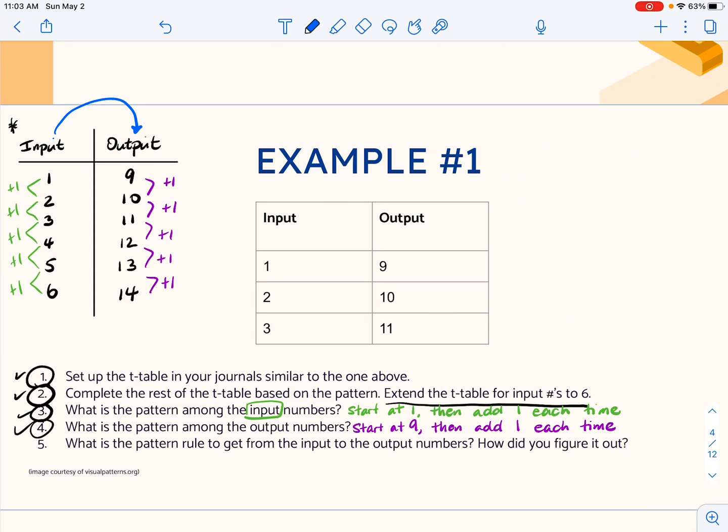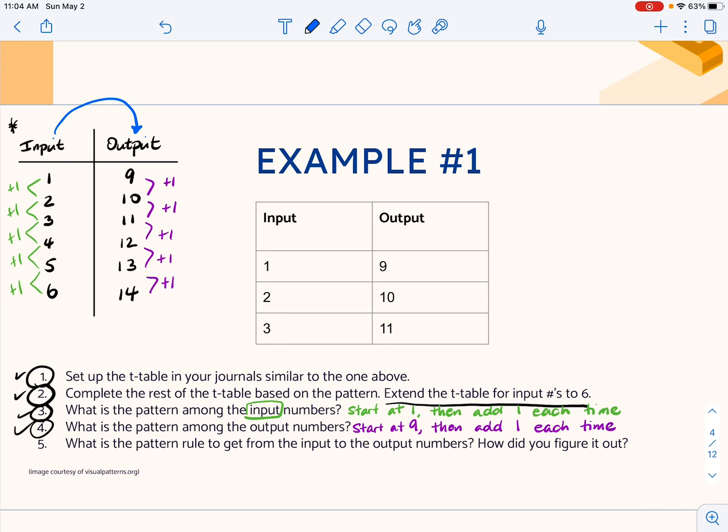Okay, so there's a few things that you can do here. Let's just look at what's happening here, because in this case, it looks like you only need one operation to get from the input to the output. Now, in later examples, I'll tell you to look at the pattern amongst the output numbers or the pattern amongst the input numbers, but it doesn't really help you here because both sides are increasing by 1.